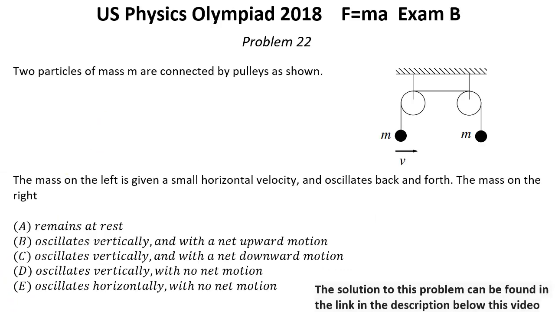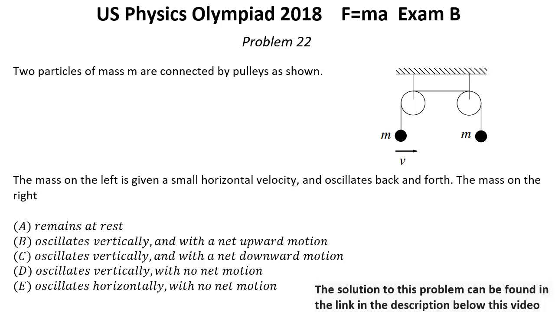Problem number 22. Two particles of mass m are connected by pulleys as shown. The mass on the left is given a small horizontal velocity and oscillates back and forth. The mass on the right will behave like this. Solution for problem number 22.